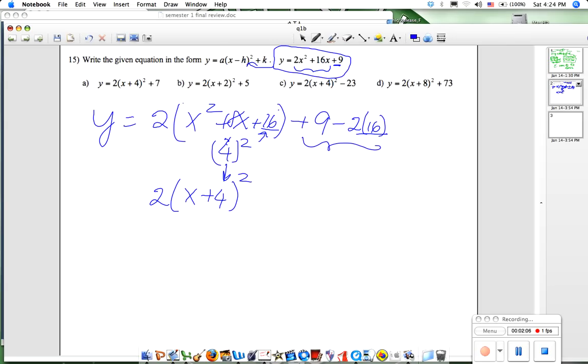So 9 minus 32. So 32 minus 9, what's that? 23. Negative 23. And so it looks like we do find ourselves an answer up there somewhere. C. All right, so C is going to be the completing the square of y, and it does look like that form at the end. So good job.